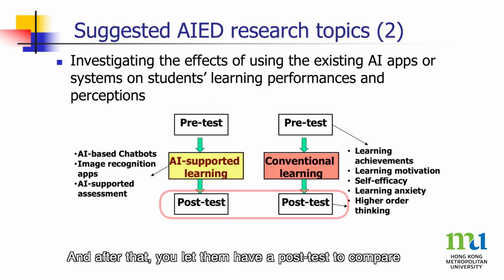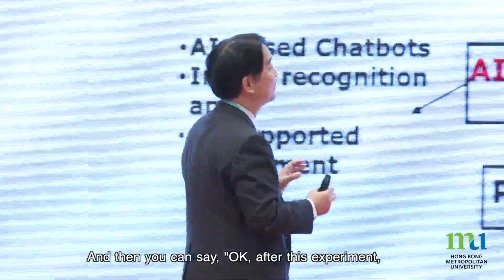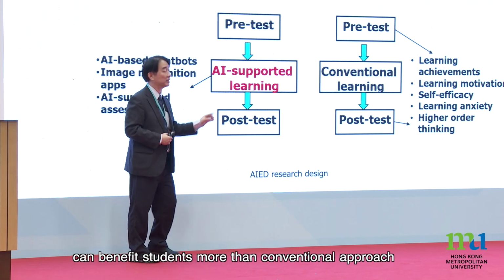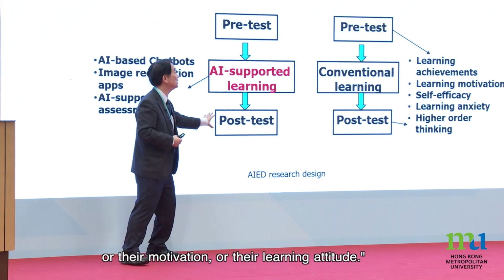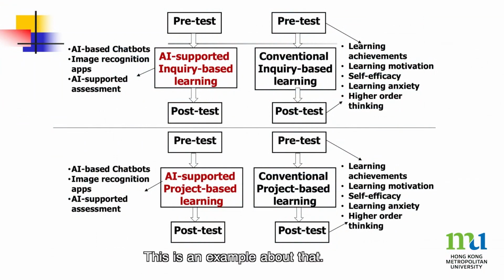And after that, you let them have a post-test to compare their achievement during the learning process. And then you can say, okay, after this experiment, I can conclude that using the AI system can benefit students more than the conventional approach in terms of their learning achievement or their motivation or their learning attitude. This is an example about that. For example, AI-supported inquiry-based learning, and this is conventional inquiry learning, or AI-supported project-based learning or conventional project-based learning. I think it's a basic experimental design for AIED.